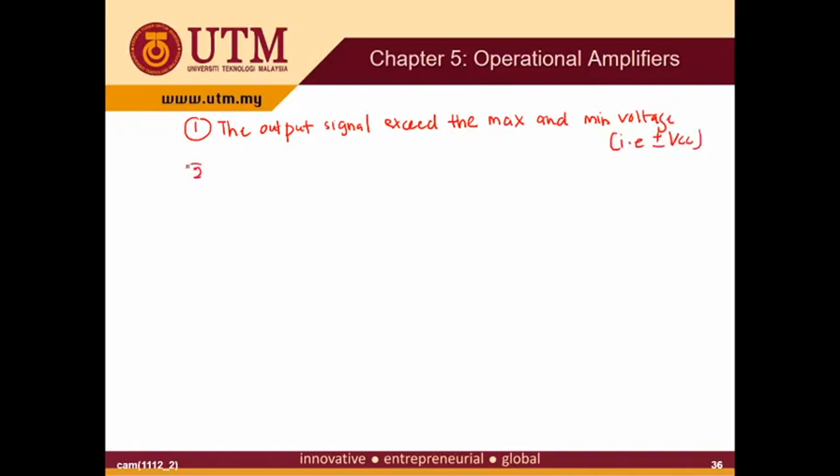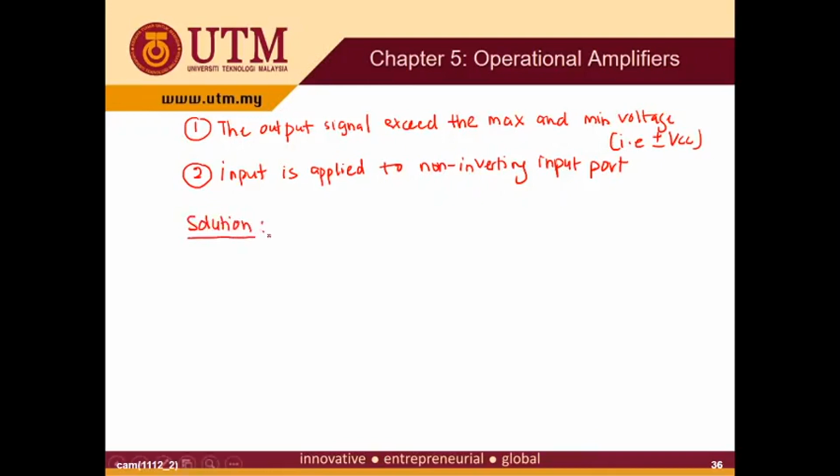And the second reason is that the input is applied to the non-inverting input port. So that's why we don't get the inverting amplifier. So the solution here.